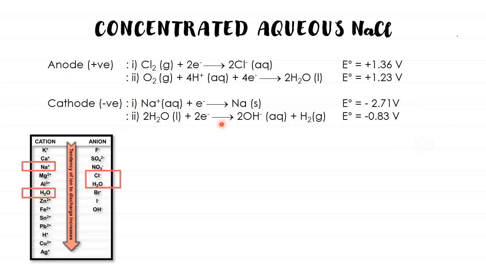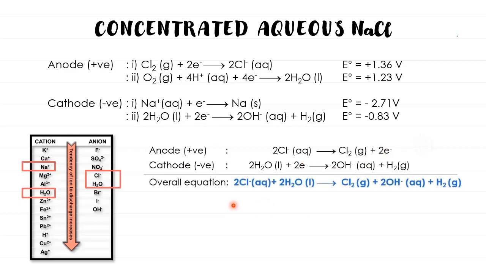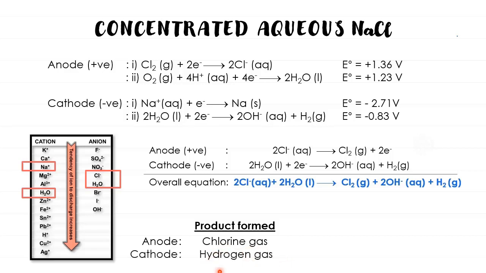So we're going to put it on anode for oxidations and cathode for reductions, and then balance the equations by cancelling these two electrons. And lastly, we'll get the overall equation of 2Cl- plus 2H2O to form Cl2 gas, 2OH- and also H2 gas. Lastly, product to be formed at the anode will be chlorine gas, at the cathode will be hydrogen gas. As for observations, it will only be bubbling of gas formed.